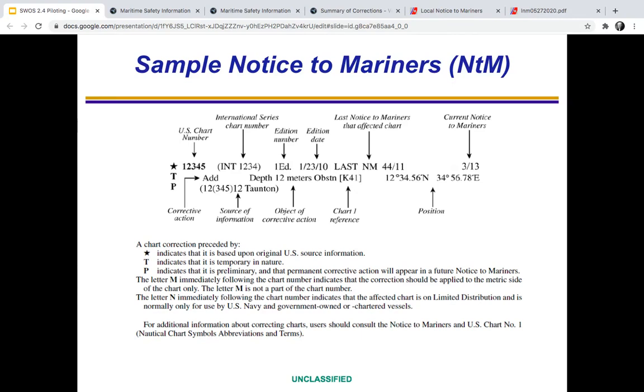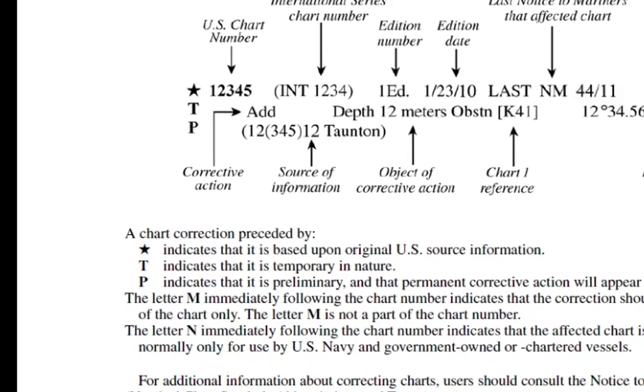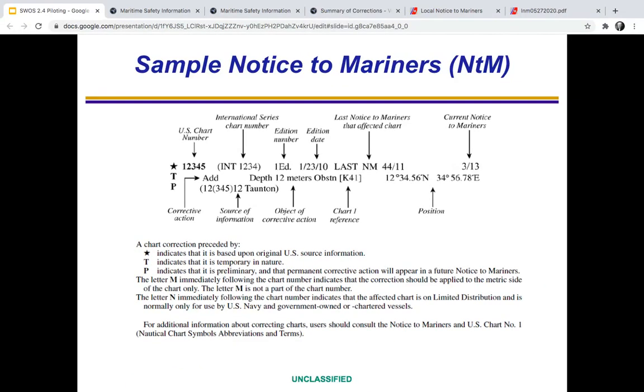So if we start on the left-hand side, we've got a couple of things to indicate. We can read at the bottom this key that says a star indicates that it's based on US source information. T indicates that it's temporary in nature, and P indicates that it is preliminary. So you will get more information about that given entry in a future Notice to Mariners. In this entry, we have all three of those letters corresponding to this particular entry, but you may only see one or two of them.